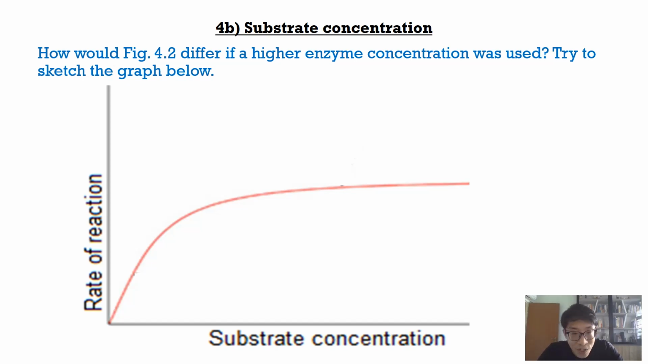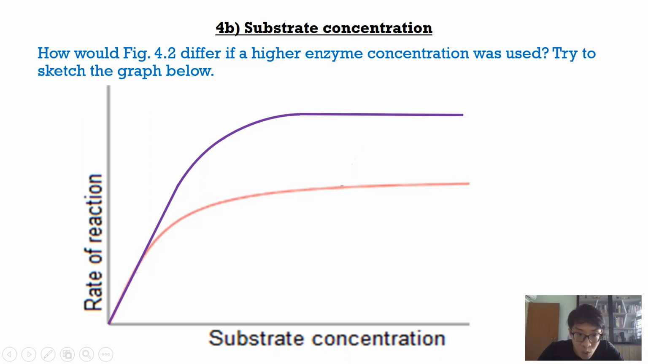Alright, so this is the graph that I have sketched. In the beginning, when the substrate concentration is low, substrate concentration is the limiting factor. So increasing enzyme concentration does not increase rate of reaction. So that's why at first both curves are the same, or rather they follow each other. There's no increase in rate of reaction even when there is more enzyme, because substrate concentration is the limiting factor.